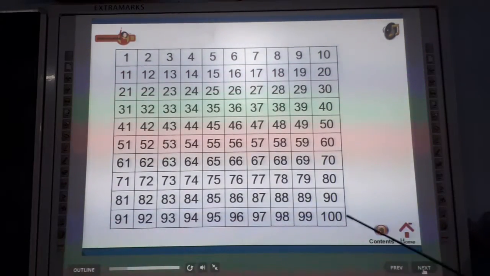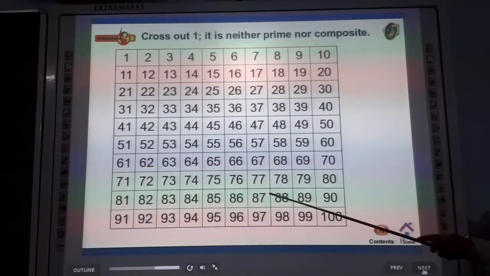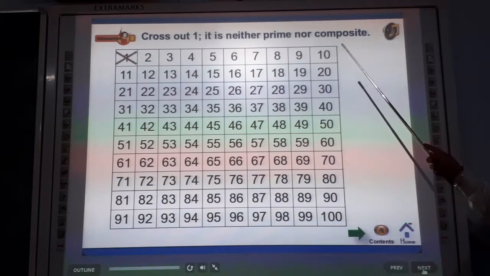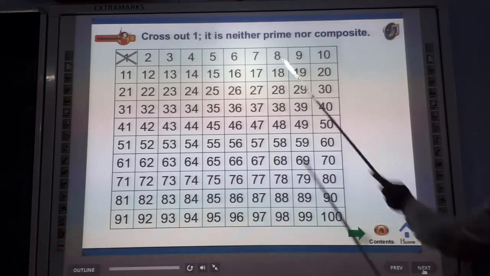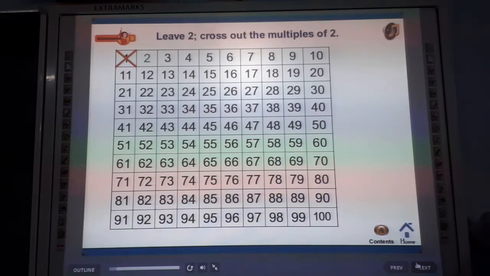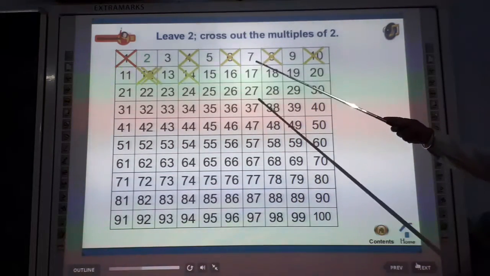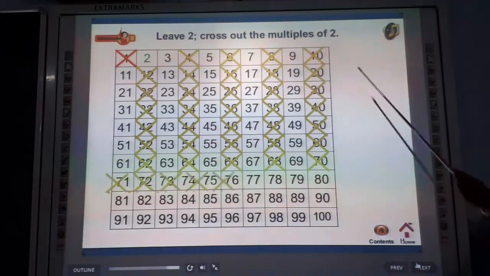Now show the diagram. Cross out 1. It is neither prime nor composite. Step 2, cross out the multiples of 2: 2 times 2 is 4, 2 times 3 is 6, 8, 10, 12, 14 and so on.